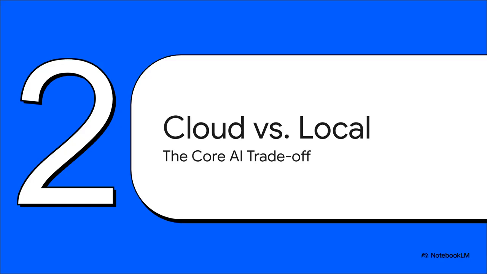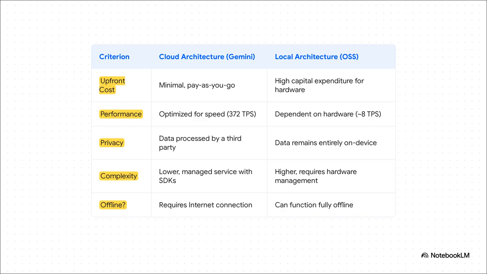Okay, so once you understand the voice loop, you immediately run into the single biggest decision you have to make. Where does the thinking actually happen? Do you use the unbelievable power of the cloud, or do you keep everything completely private and on your own device? This is the core dilemma. And this leads to some pretty clear trade-offs. On the one hand, using the cloud is crazy fast, it's simple to set up, and there's almost no upfront cost. The catch? Your data is being processed by someone else, and you always need an internet connection.